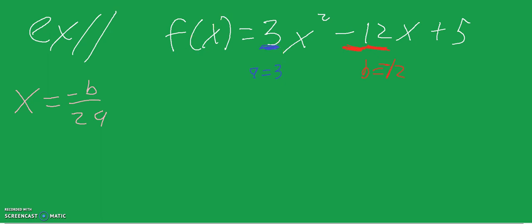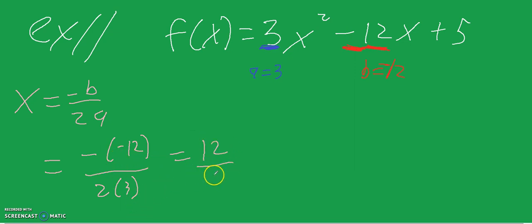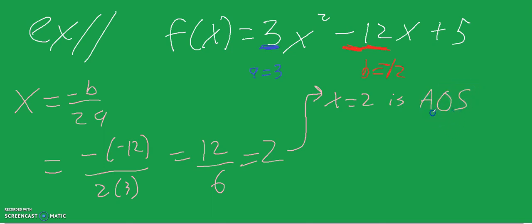Now, I go in my handy dandy little formula, and I start plugging in that information. So I have negative minus 12 over 2 times 3. Right? Negative 12 is b, a is 3. Negative times a negative makes a positive 12. Over 2 times 3 is 6, which gives me 2. So I have x equals 2. So x equals 2 is the axis of symmetry.